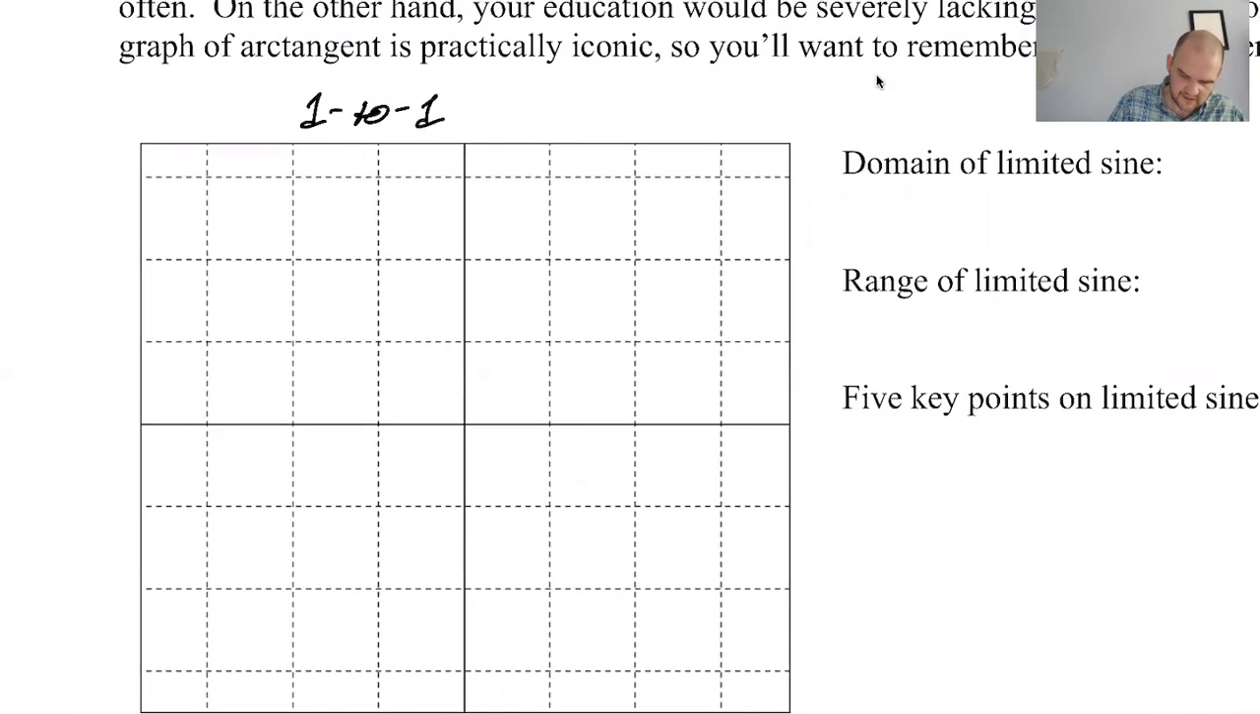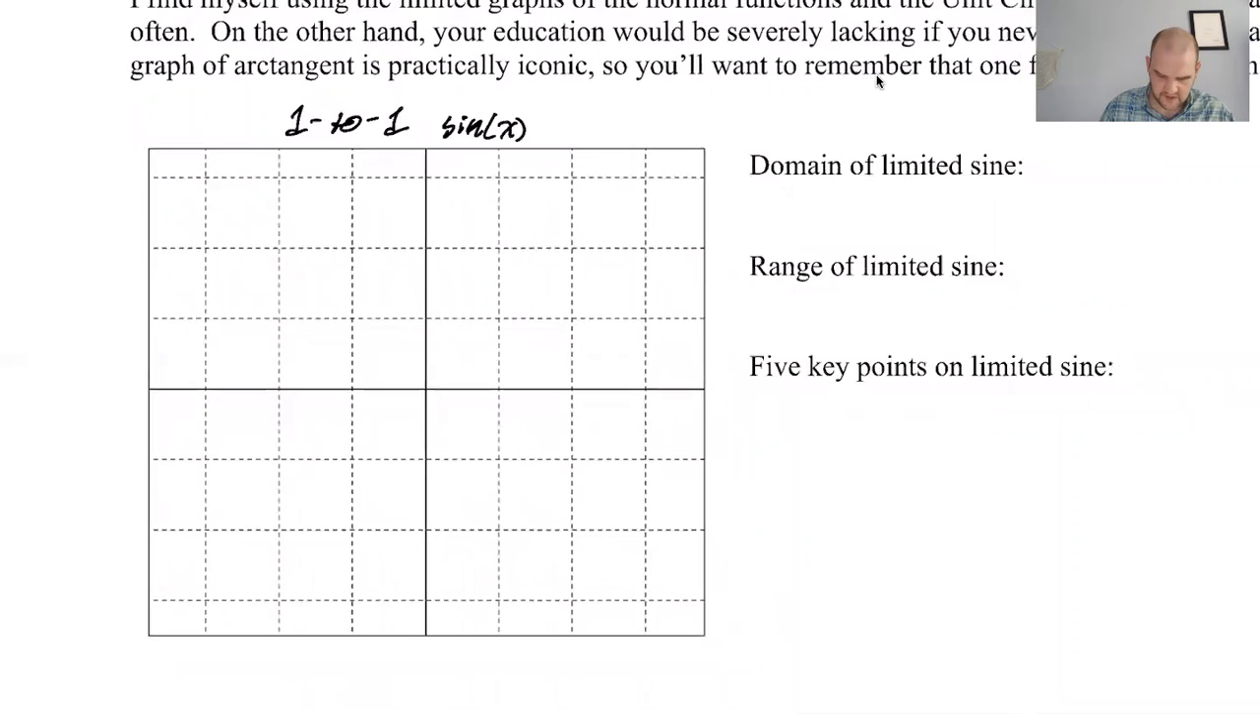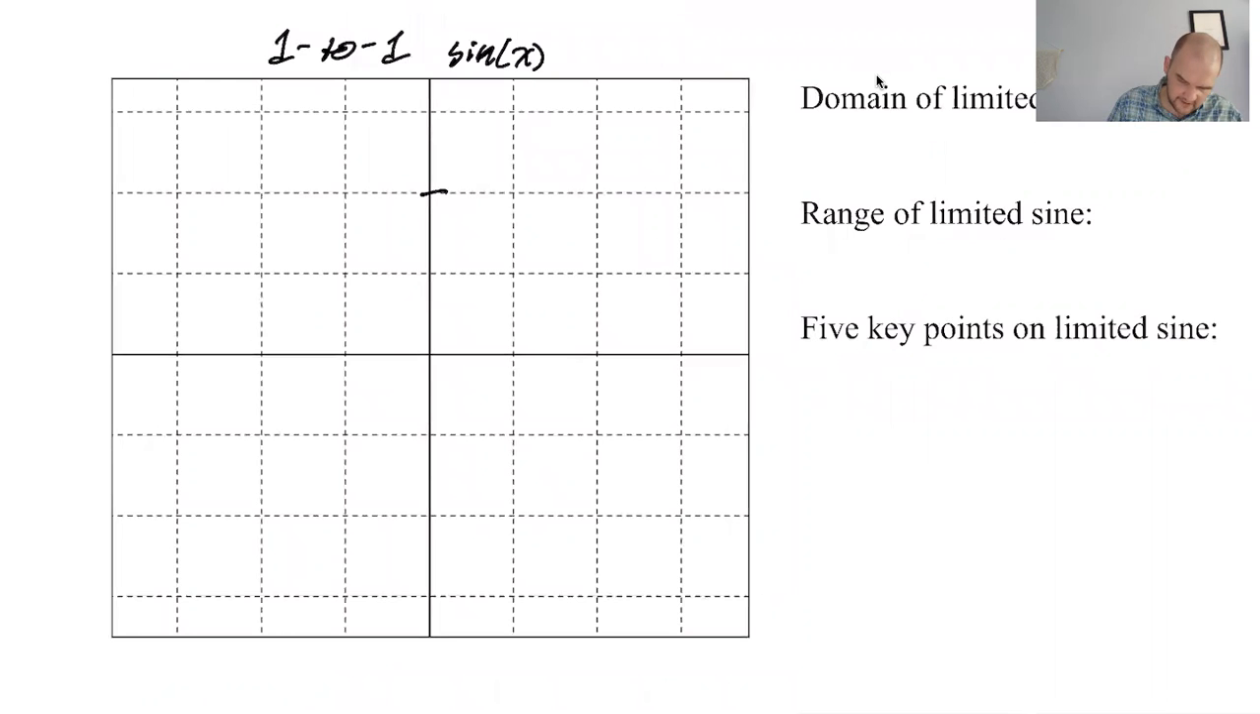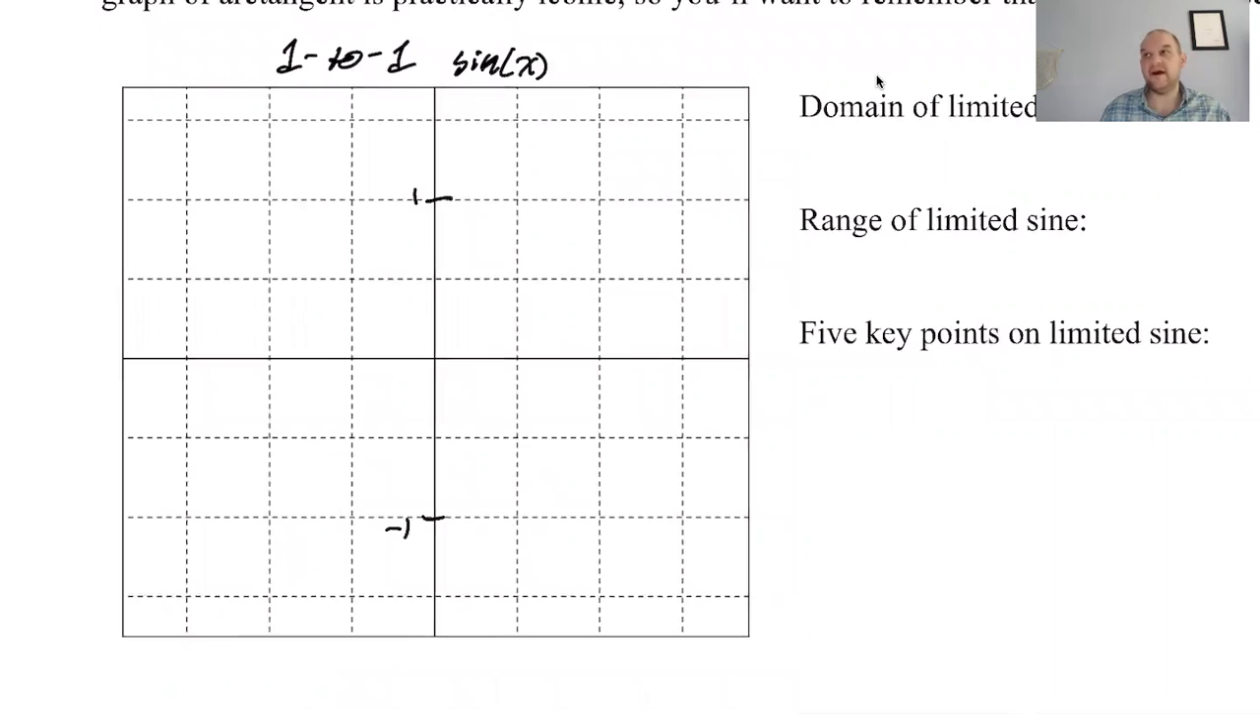One-to-one sine. All right, so I got to go up to 1. I'm going to go like here, I think. Now, I know that it's going to be between negative pi over 2 and pi over 2 because that's what we do, right? Quadrant 1 and 4.